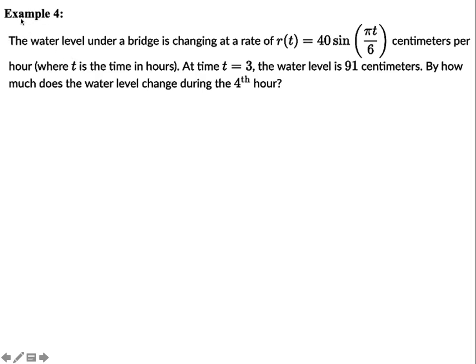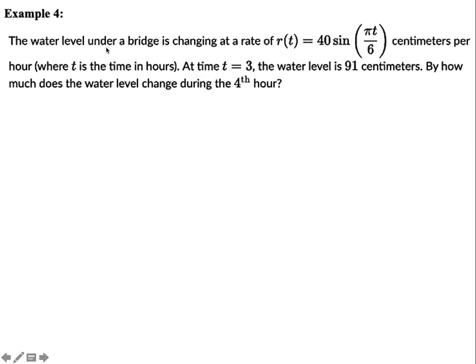Okay, so let's take a look at this example 4. We got a water level under a bridge, and it's changing at a rate of 40 sine of pi over 6 t, centimeters per hour. So let's think about that. We know that sine is a trig function. We know that trig functions oscillate, right? They go up and they go down, and they go up and they go down. They oscillate between two values, -1 and +1, if you didn't have anything but the sine.